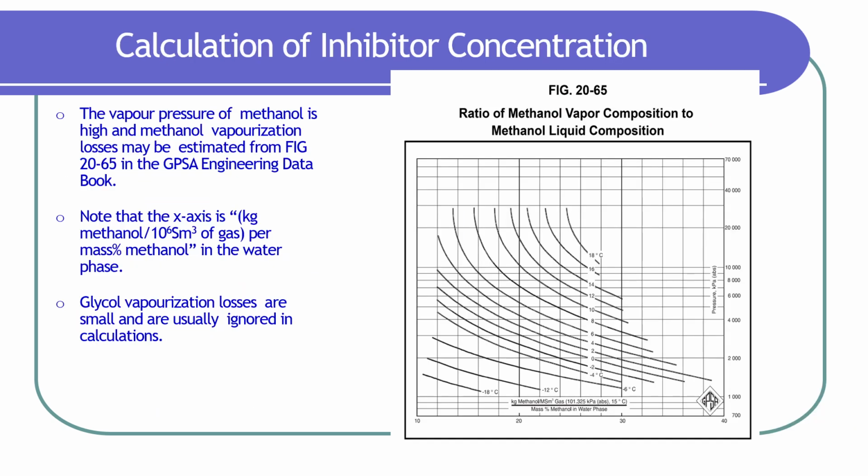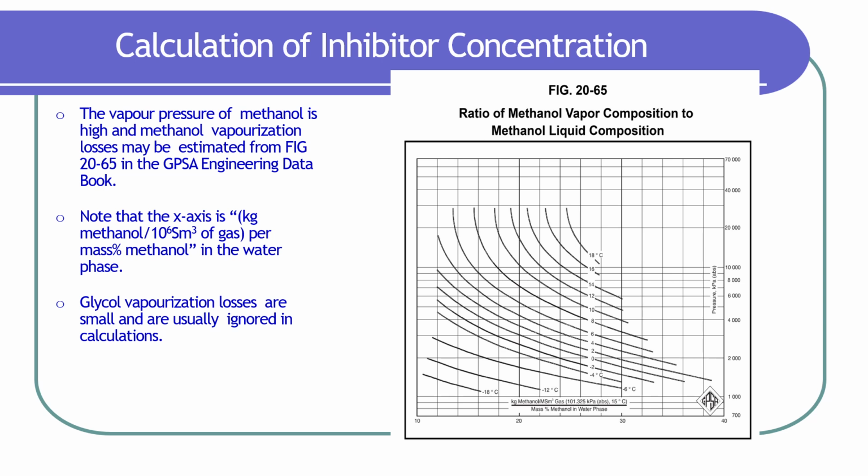Again, the same interpretation for the chart that we have dealt with before, which talks about the loss of methanol in the vapor phase, and how to calculate or accommodate for the losses that are going to take place from the evaporation of methanol.